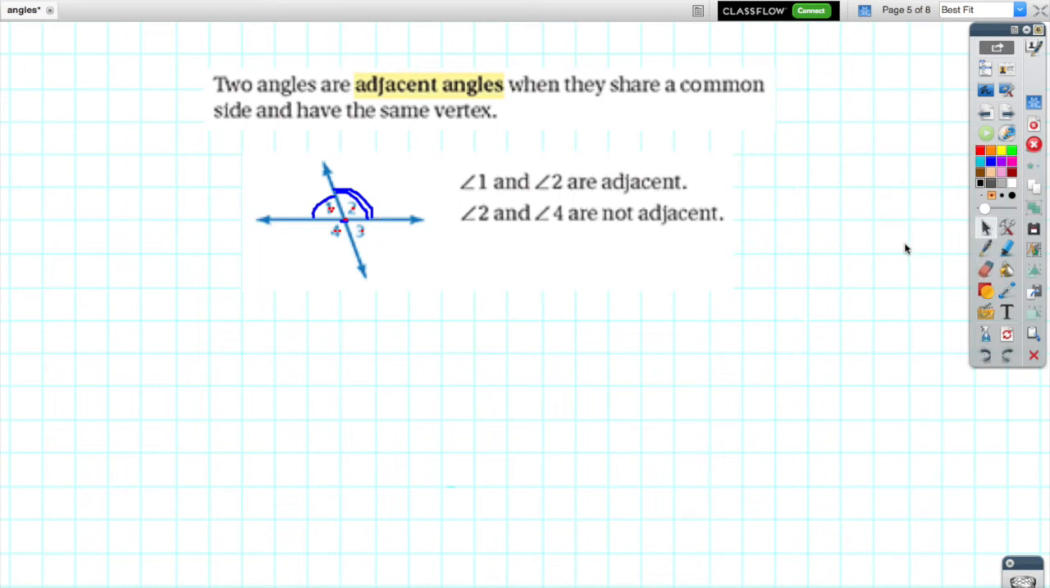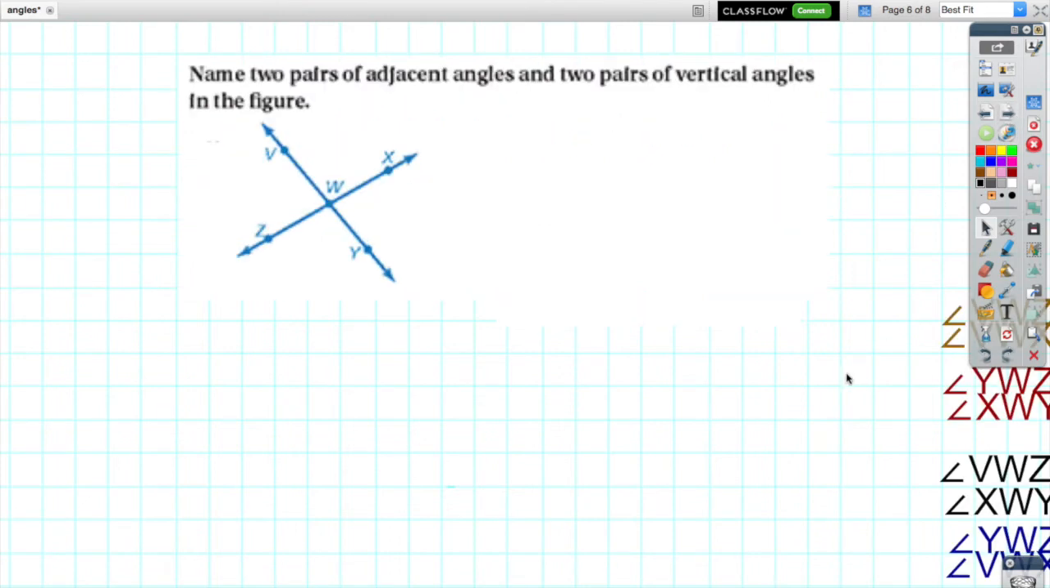All right, so let's try out a problem that helps us identify adjacent angles. So here's a problem. Name 2 pairs of adjacent angles and 2 pairs of vertical angles. Now, as far as adjacent angles go, there are several choices here. I'm just going to pick a few. So let's say I choose this one right here. This angle on the top. So that would be this angle.